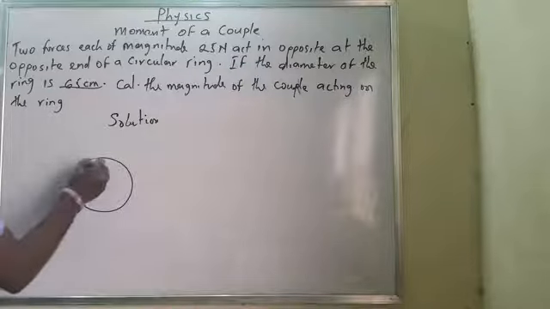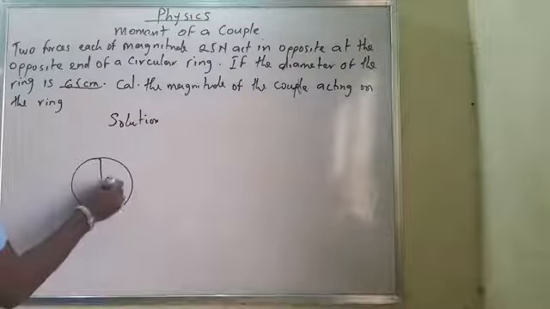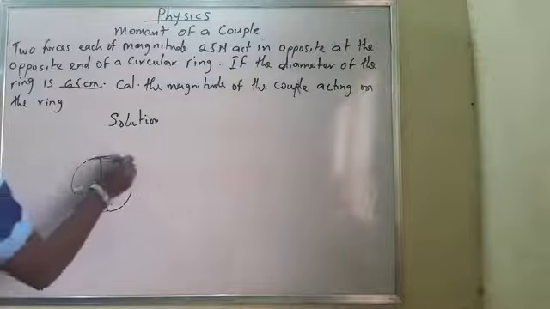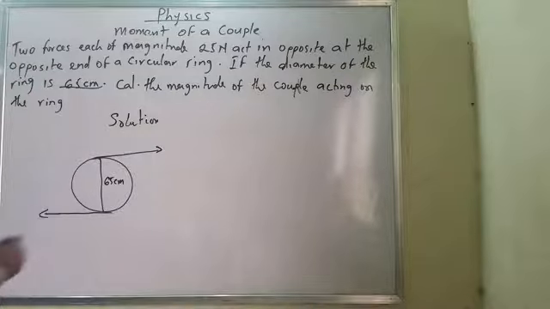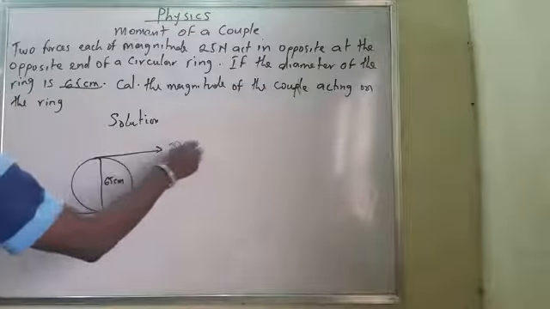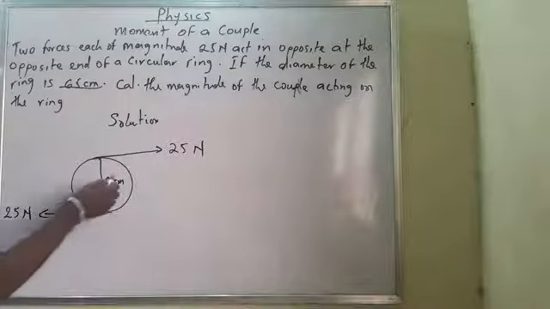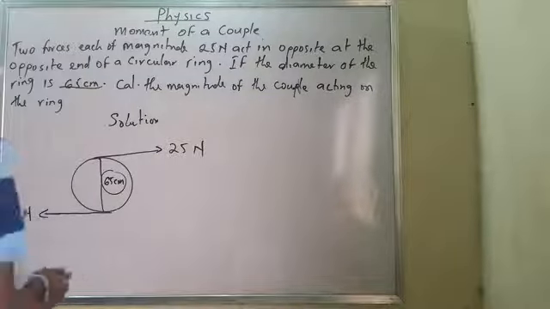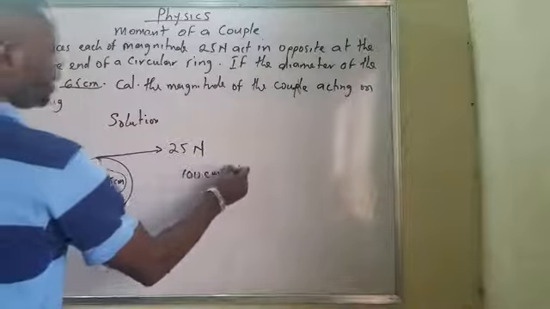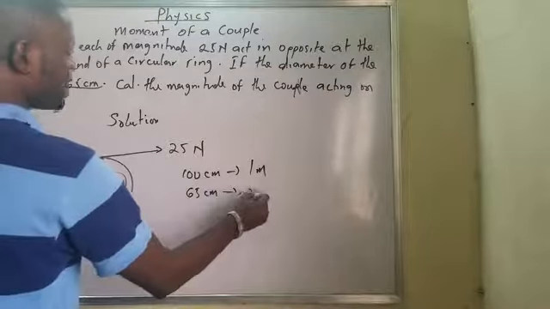Now, I can draw a circle like this. I have a diameter. A diameter is a line that cuts a circle into two equal parts. This should be centimeter. The forces act this way, 25 Newton and 25 Newton. That is very, very important. Now, what to do? You must convert this to meter. We know that 100 centimeter make 1 meter, and 65 centimeter make x meter.